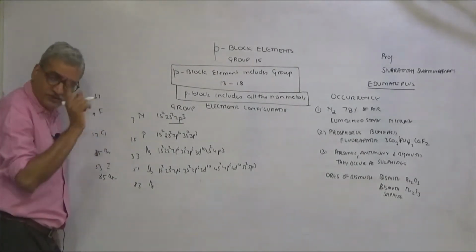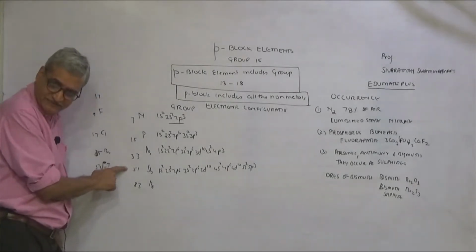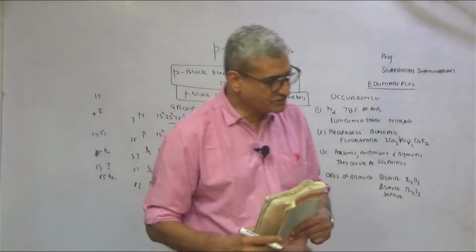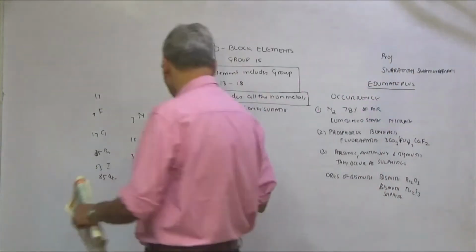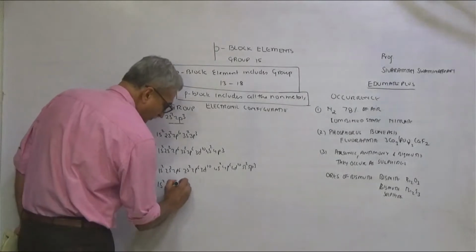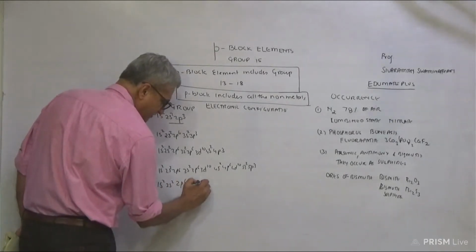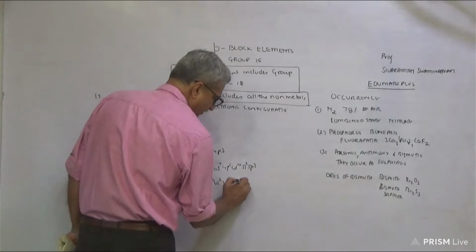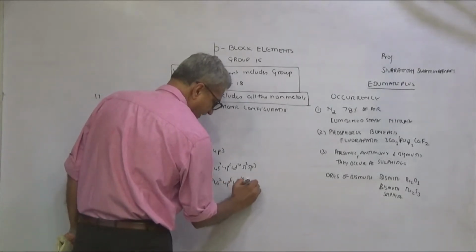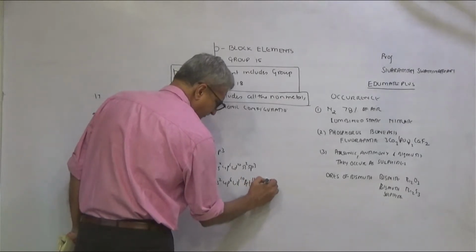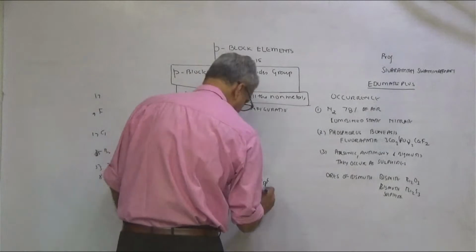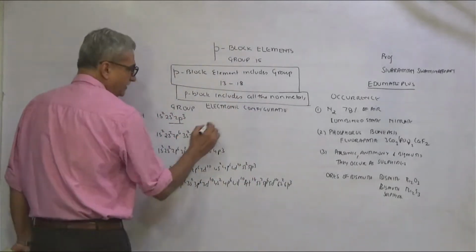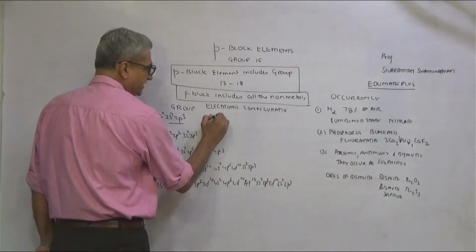So sorry, this is before lanthanum. The next one, bismuth, will be 1s2, 2s2, 2p6, 3s2, 3p6, 3d10, 4s2, 4p6, 4d10, 4f14, 5s2, 5p6, 5d10, 6s2, 6p3. So the next question we should know is the characteristic outer electronic configuration.